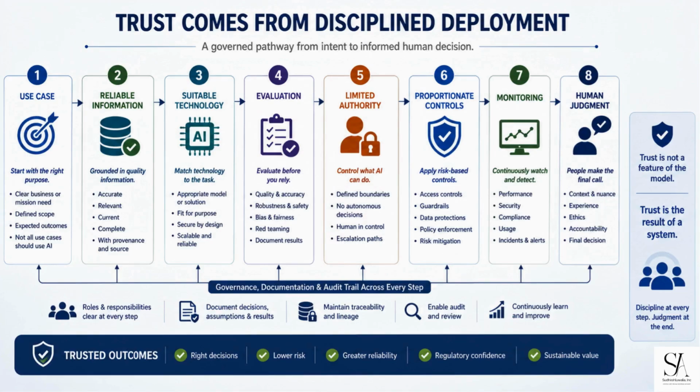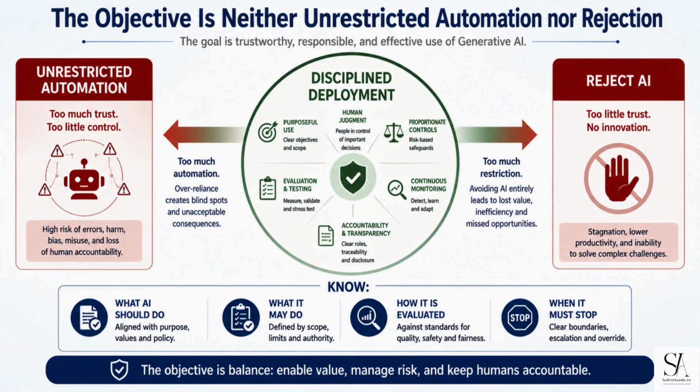The objective is neither unrestricted automation nor rejection of generative AI. It is disciplined deployment. The organization should know what the AI system is expected to do, what it is permitted to do, how its performance will be evaluated, and what happens when it reaches the limits of its competence or authority. Human responsibility remains central to that design. As we saw in the previous section, oversight is meaningful only when people have the expertise, information, authority, and time required to exercise judgment. Simply inserting a nominal human approval step does not create responsible use.